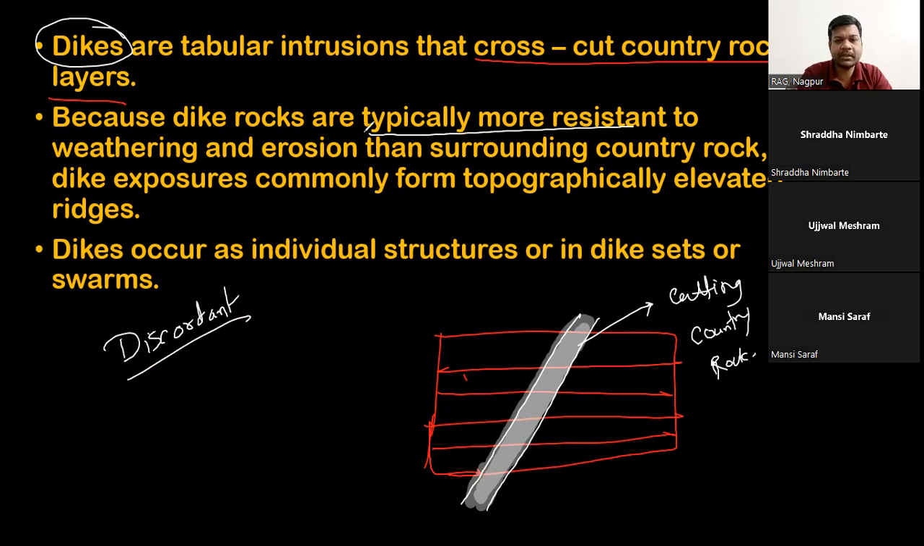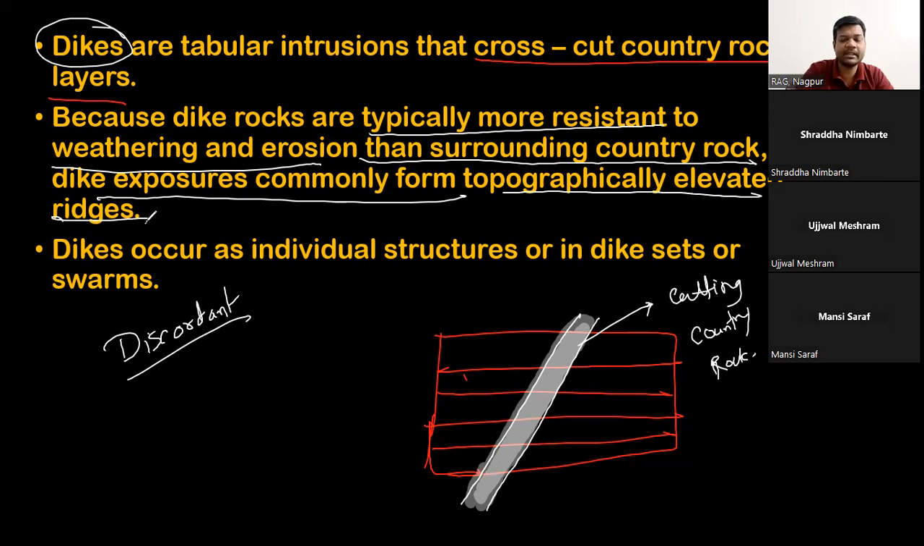Dike rocks are typically more resistant to weathering and erosion than the surrounding country rock. Dike exposures commonly form topographically elevated ridges. When these dikes come on the surface, they are resistant to weathering, while the country rock or surrounding rocks are more susceptible to weathering.